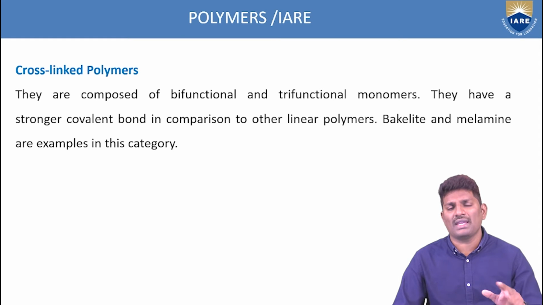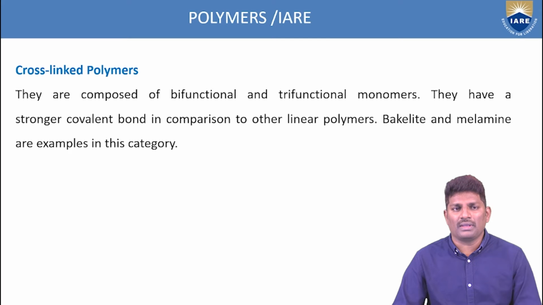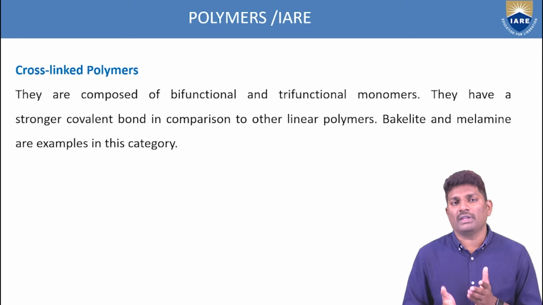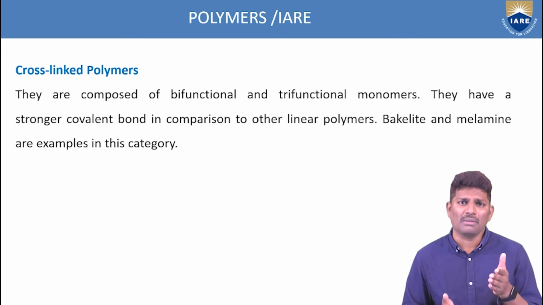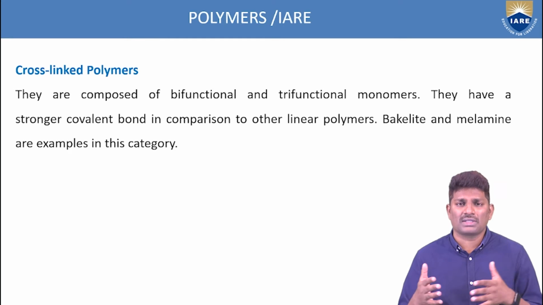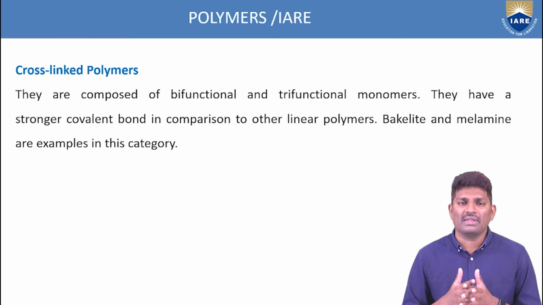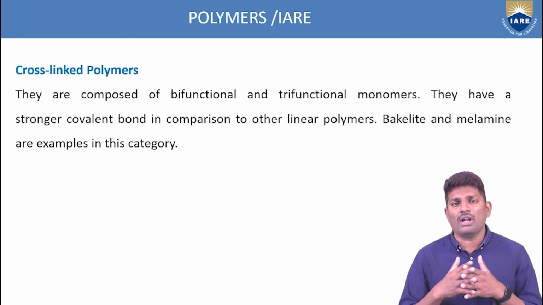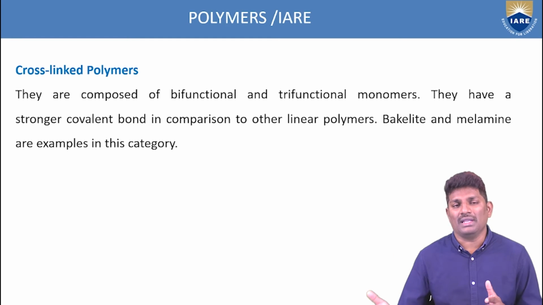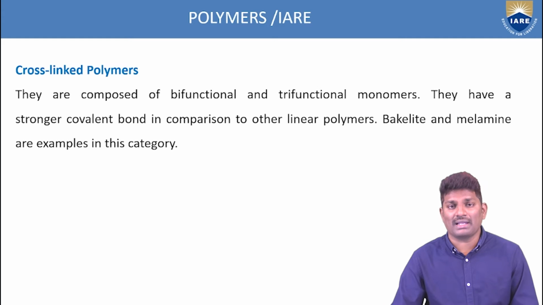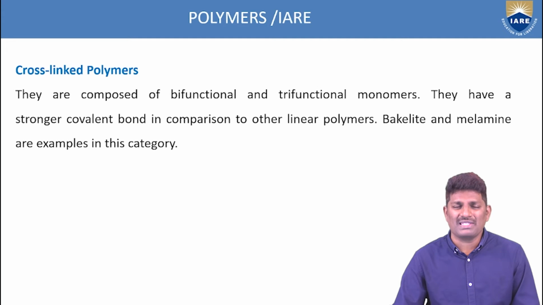Because of these bifunctional and trifunctional units in this cross-link, it has a very strong bond when you compare it with the linear. In the linear it has only one type of functionality. But when you compare with the cross-link, since it is cross-linked to each other, it has bi and trifunctional units. Because of these, the covalent bond between them is very strong when you compare it with any type of linear polymer. And if you see the examples, bakelite and melamine are the best examples which come under this cross-link category.